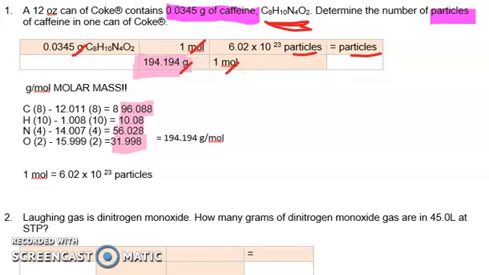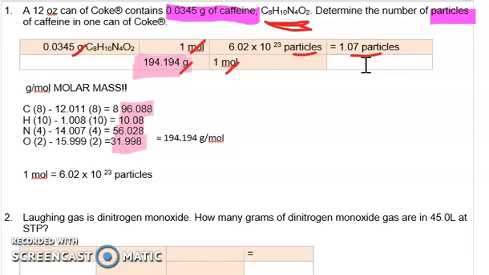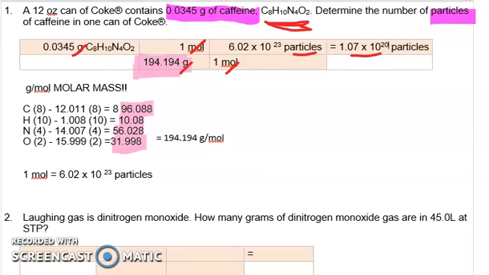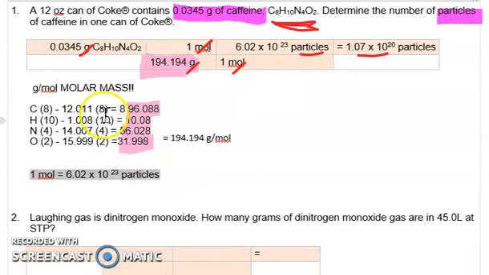And that is equal to 1.07, rounded to the hundreds, times 10 to the 20th particles. And that is my answer. So I had to find my molar mass of this huge compound. I had to cancel out my units and just remember my conversions. This conversion and the molar mass conversion.